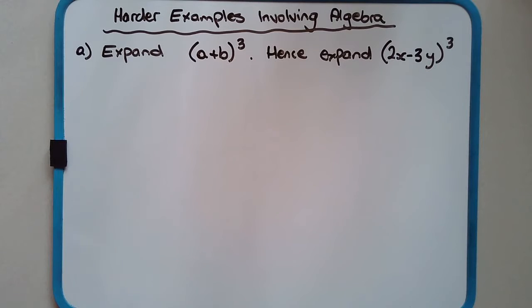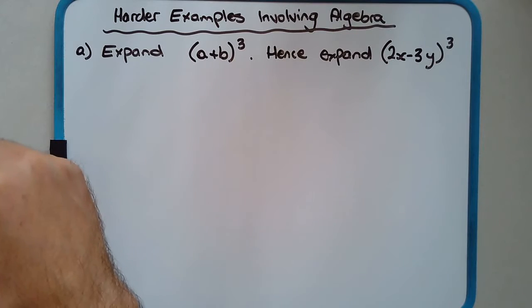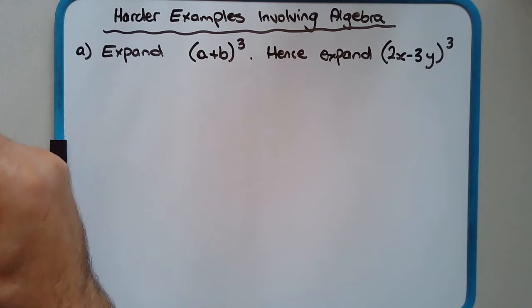Let's have a look now at some harder examples involving algebra. So we're just going to extend our current understanding and apply it to examples that require maybe a few extra steps than what we're used to. So let's have a look at the first one. Expand (a + b) all cubed, hence expand (2x - 3y) all cubed.